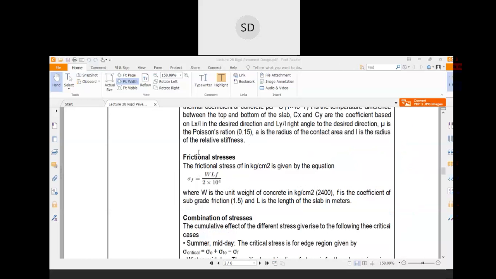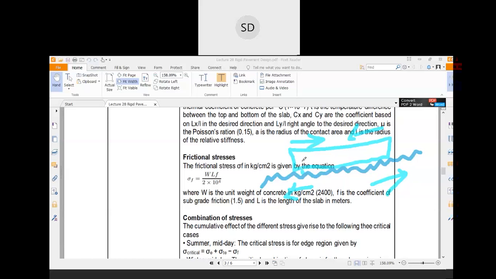Now another thing is frictional stresses. The frictional stress sigma f in kg per square centimeter is given by this equation. Why are frictional stresses generated? Suppose this is the slab and beneath it the soil subgrade is there. During the winter season it gets contracted, and during the summer season it gets expanded. Because of this contraction and expansion, the soil subgrade basically resists this action. And because of this resistance, some frictional stresses are generated at the junction between the subgrade and the slab layer. Therefore, for this reason, frictional stresses are generated.